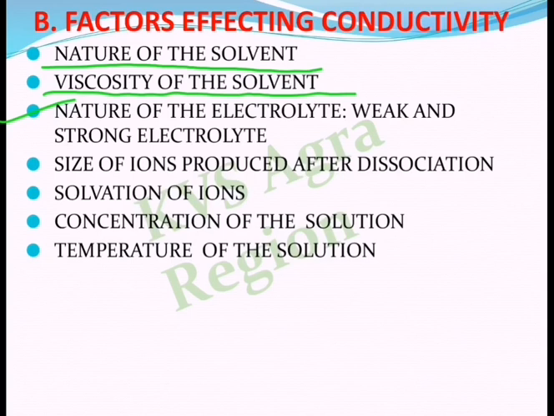Now the next factor is size of the ions produced after dissociation. A larger anion or cation moves more slowly than a smaller cation or anion. Then the solvation of ion, that is how many particles of water or hydrogen will accumulate around the ion of salt. The larger the solvation, the lesser will be the flow of ion.